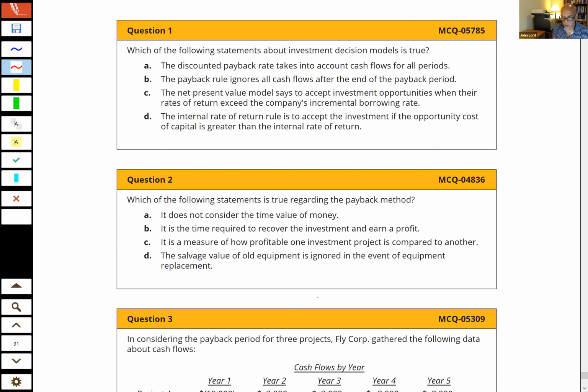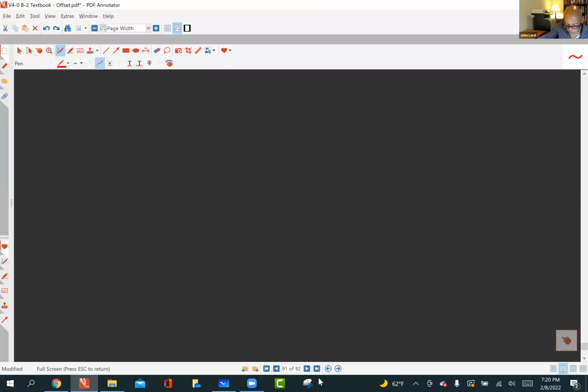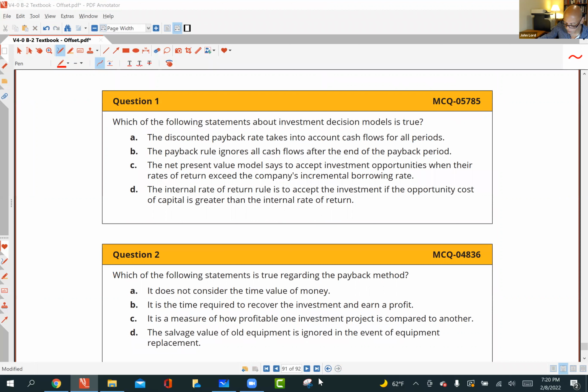Okay, so let's just go ahead and let's take a look at these questions. I think they're all the payback method, and my major goal here is to show you how easy this is. Okay, so let's just go ahead. And for some reason, my cursor seems to want to work better with Zoom when I'm not in full screen mode. So let's just look at this first one.